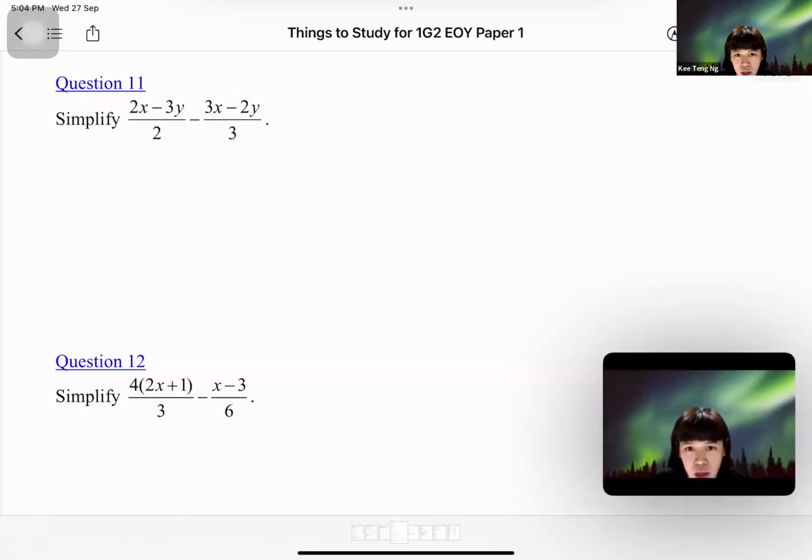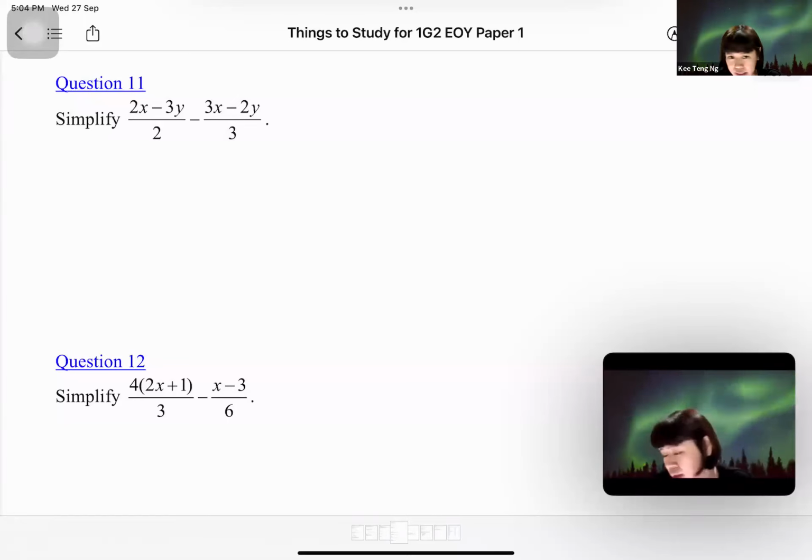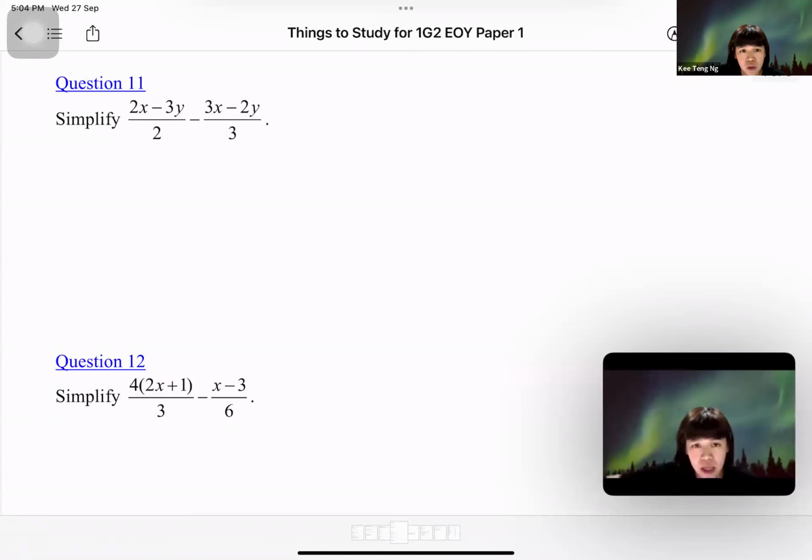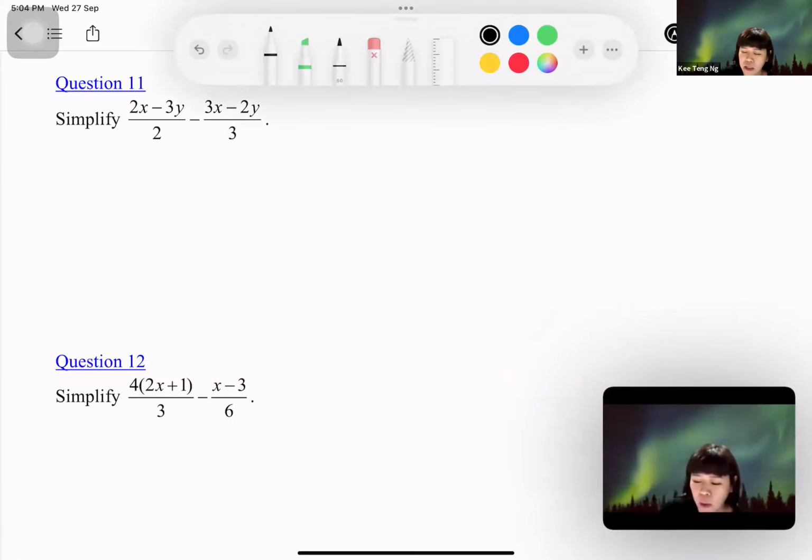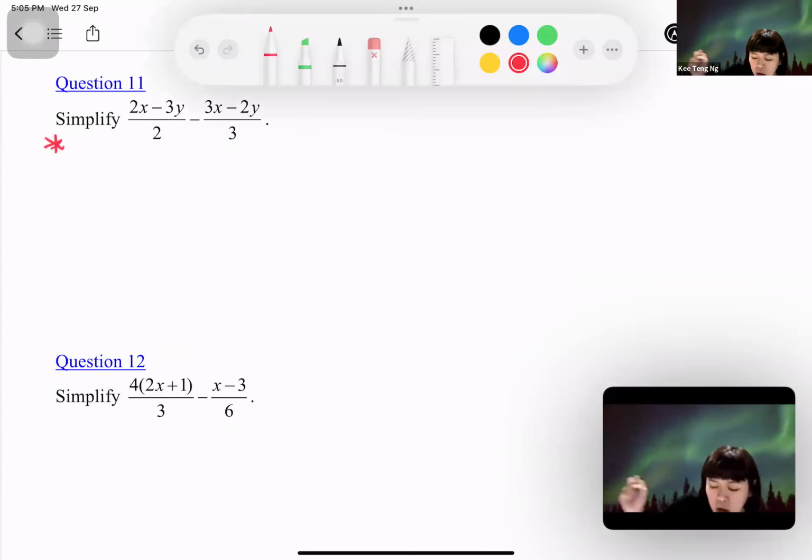Now we're going to do 1G2 EOY paper 1, things that we need to study. Some of the important things over here. Number 1, on fractions. This one must study. If it doesn't come out in paper 1, it will definitely come in paper 2. So either one, you also must study. Must try.